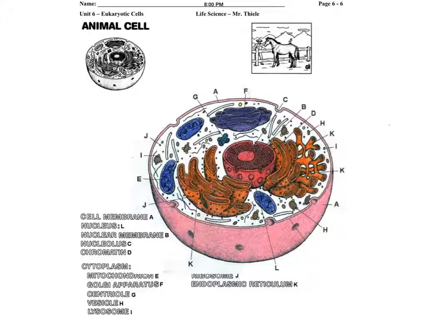Alright, I will go through these really quickly again. Animal cells do not have a cell wall, but they do have a cell membrane, just like all other cells. I had you color the cell membrane pink. It's labeled A right there. The nucleus and the nuclear membrane and the nucleolus, that's L, B, and C. There's B and C, and here is L. I had you color all of these the same color, red.